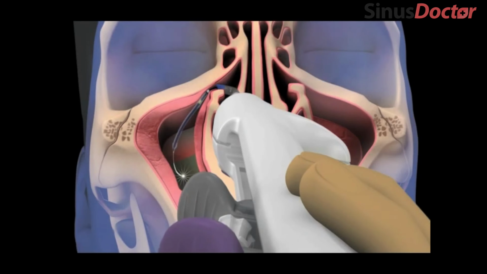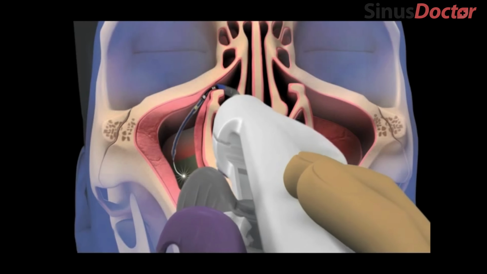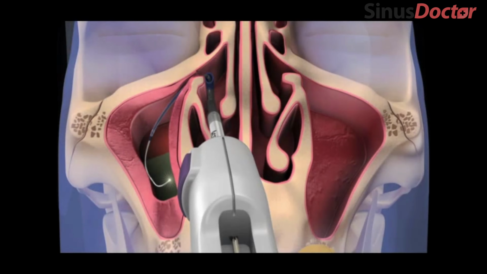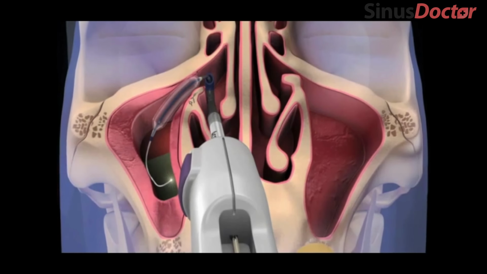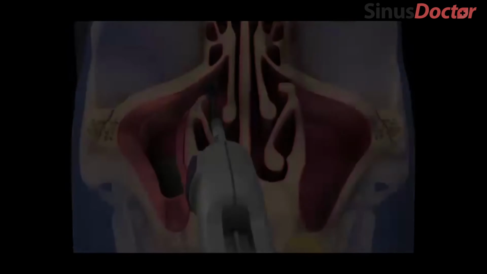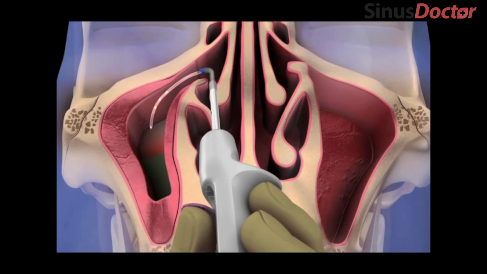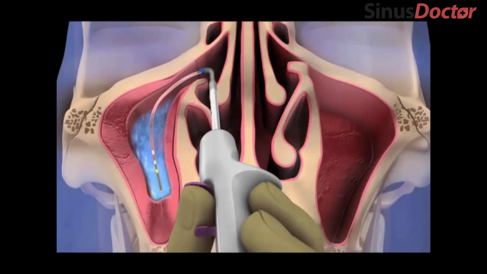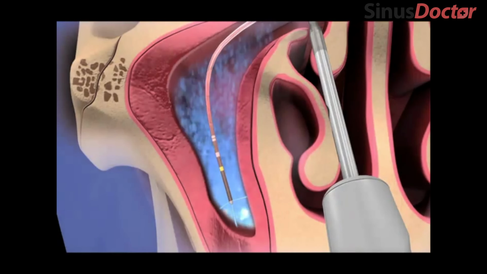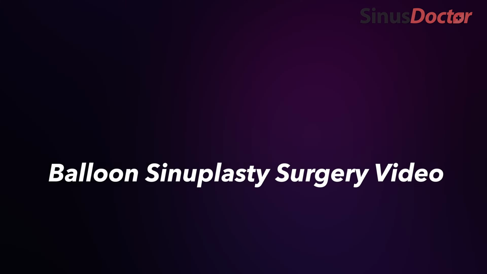Now we start pushing the balloon over the guide wire. We advance it to the level of the maxillary sinus drainage opening. Now we are inflating it. This causes microfractures at the level of the drainage opening, permanently dilating it. Now we are withdrawing the balloon. Sometimes we can also push the irrigation systems through this balloon catheter into the sinus to give washes. This removes the bacteria within the sinus.